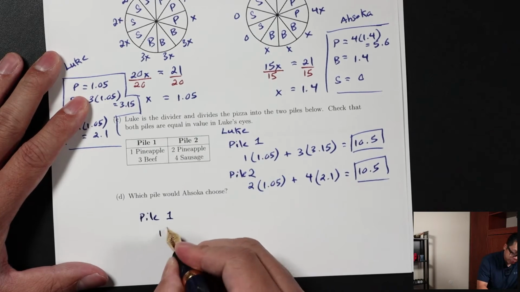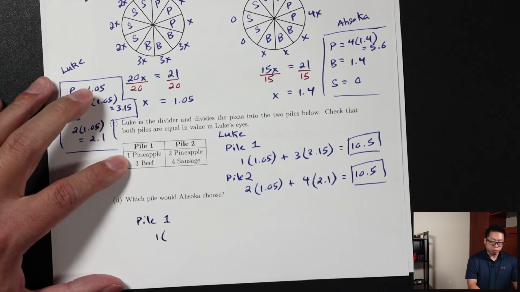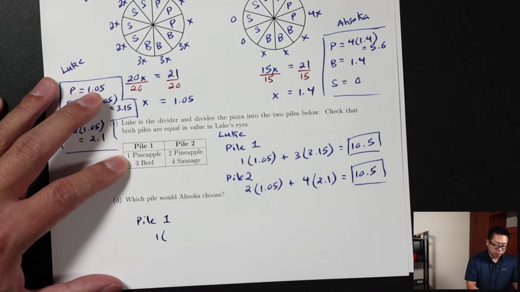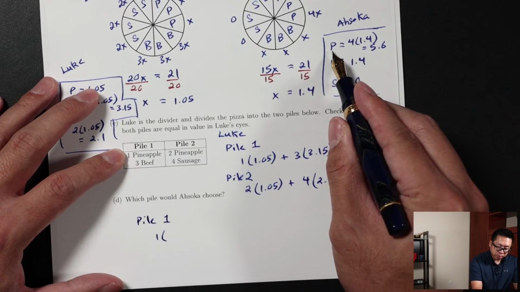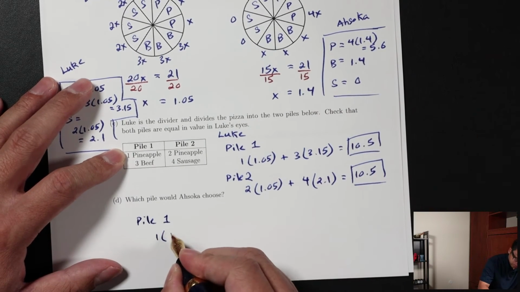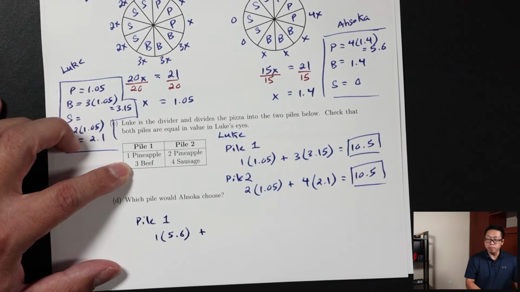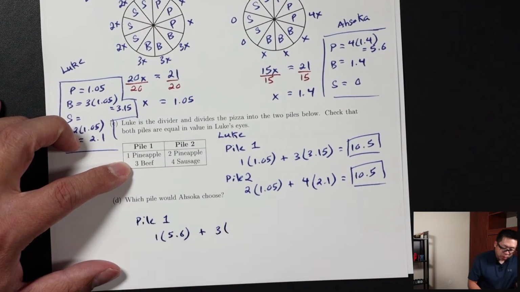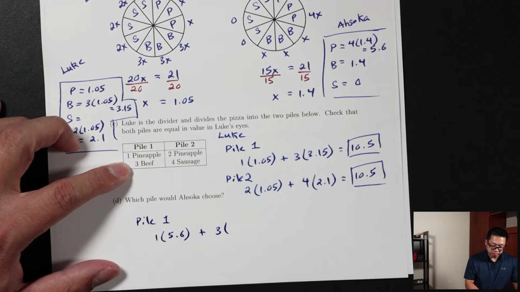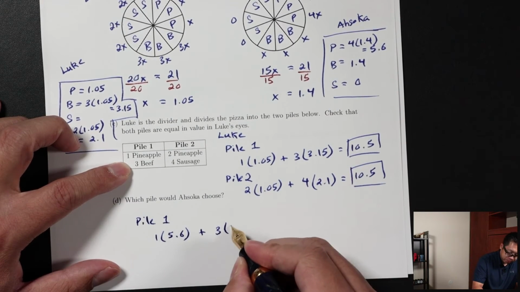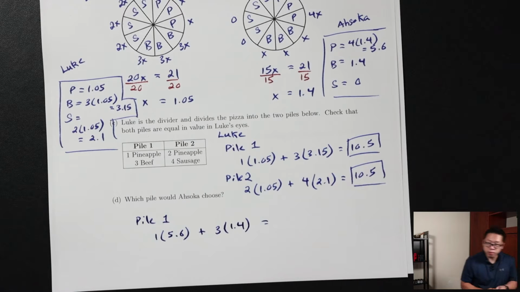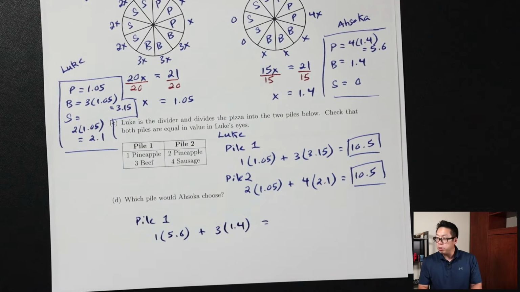So that's 1 times the value of pineapple. This time we're going to use Ahsoka's numbers. So 1 times pineapple, which was 5.6, plus 3 beef, so 3 times Ahsoka's value of beef, 1.4. Okay, let's find this value. So 1 times 5.6 plus 3 times 1.4 is 9.8.